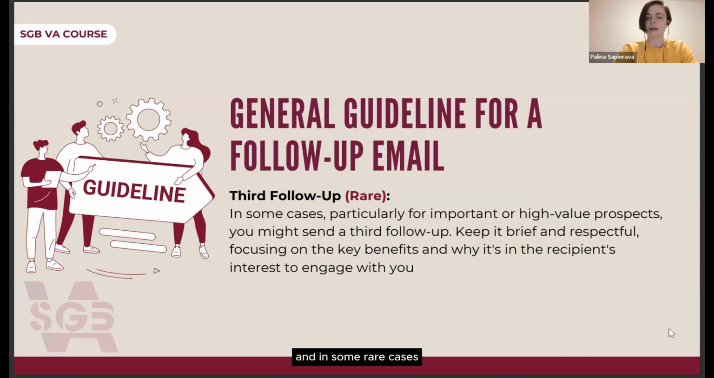And in some rare cases, you can also send the third follow-up. So keep it really brief, respectful, focus on the key benefits and why it's in the recipient's interest to engage with you. So you can send the third follow-up if you feel that this lead can be really potential, really interesting for your client, for your company, and you really want to start a conversation with them.